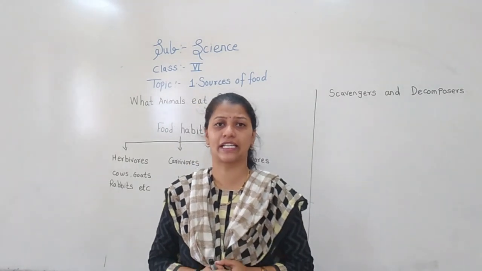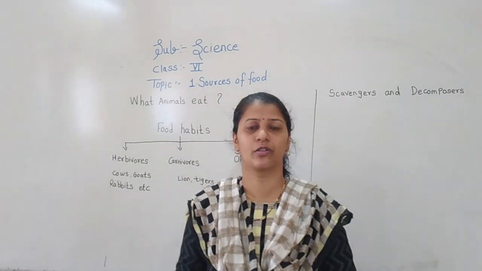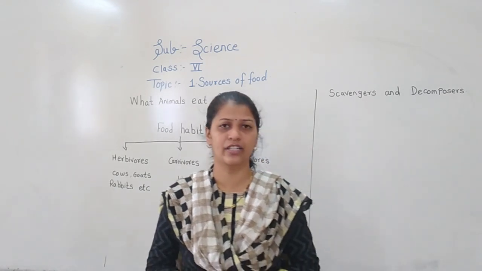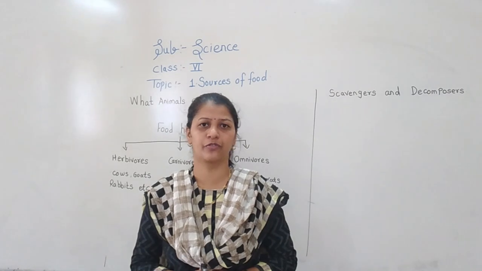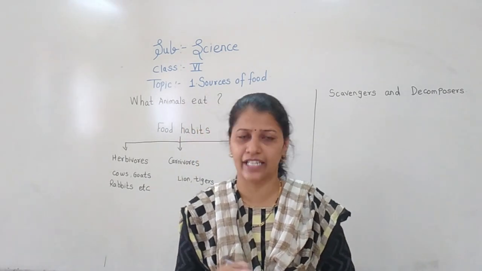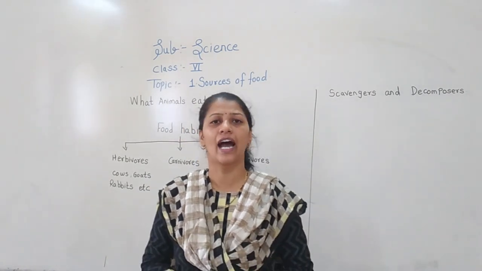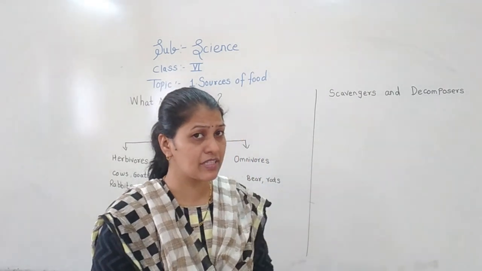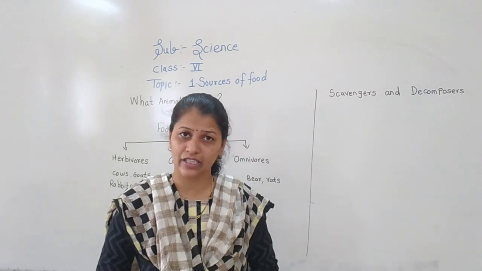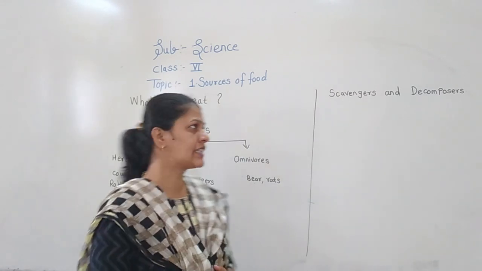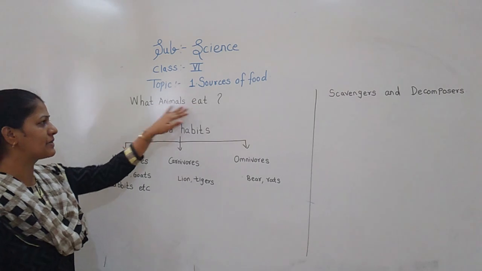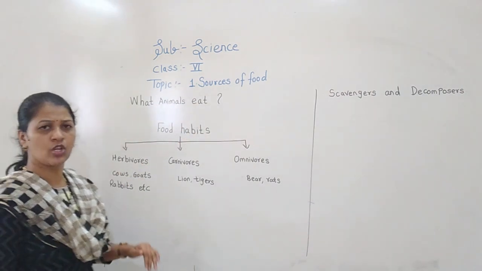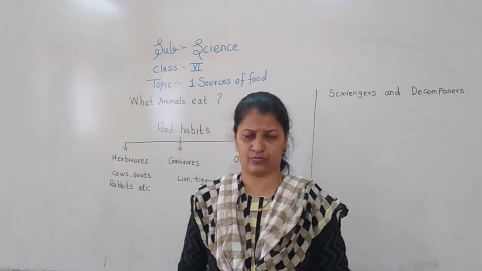So this was about human beings. Human beings need energy to work. So they eat food that they get either from the plants or from the animals. But now, what about the animals? They are also living things. Then what do they eat? Let's learn what animals eat.